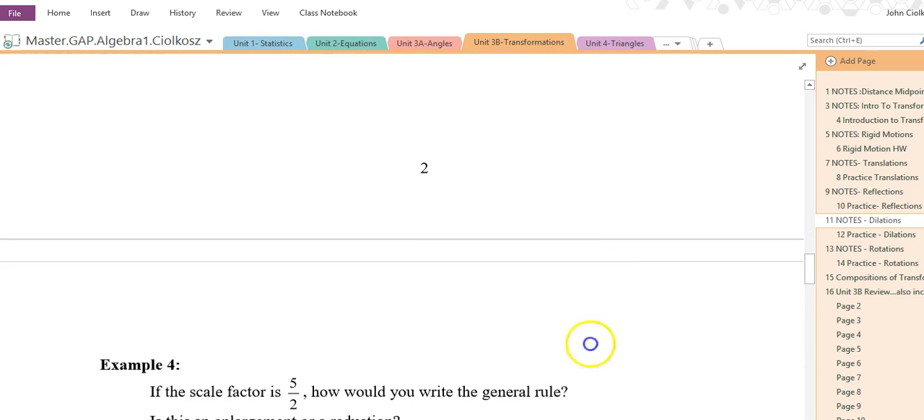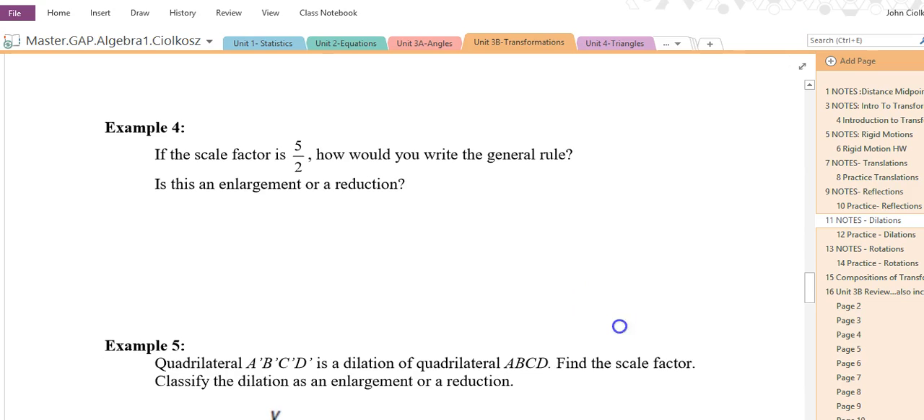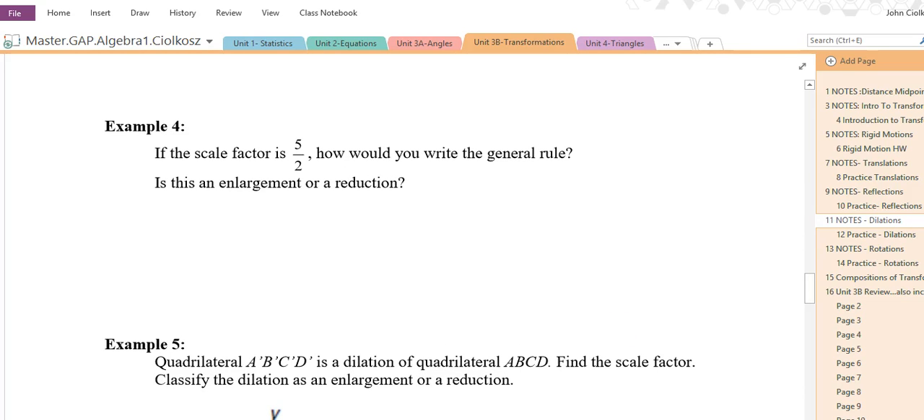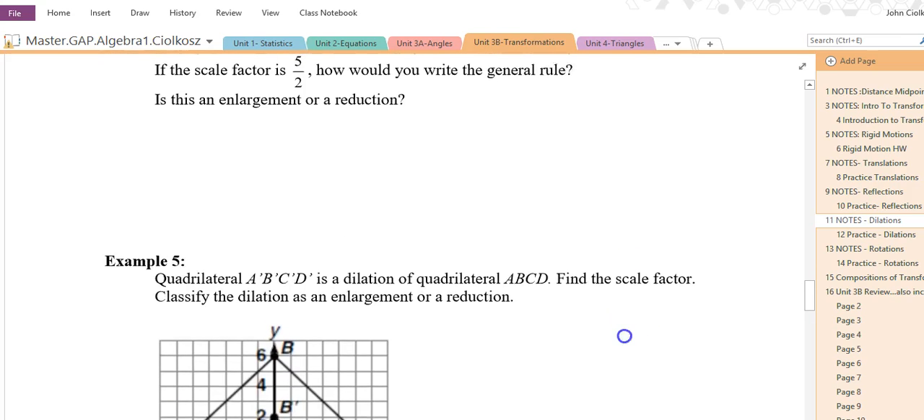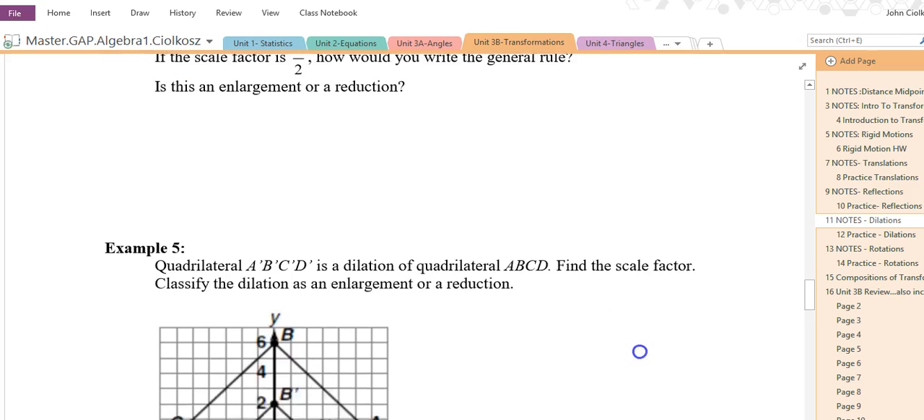And we're going to skip over these here. So here, if it's less than 1, that means it's going to get smaller. If it's more than 1, it's going to get bigger. So since 5 over 2 is greater than 1, this one's going to be an enlargement. It's going to get bigger. If it was less than 1, like 1/2 above, it'd be a reduction.